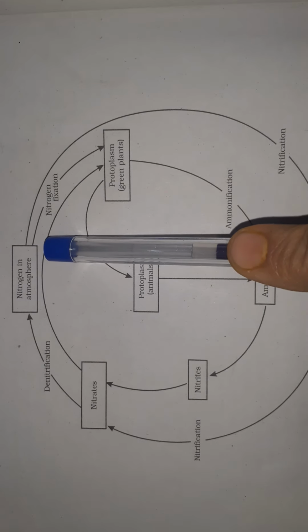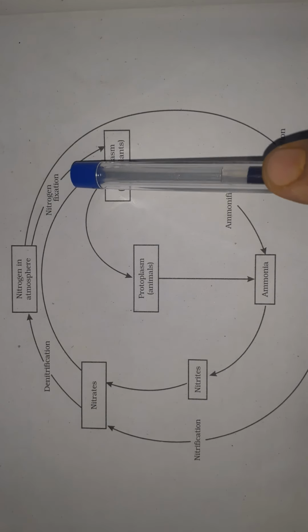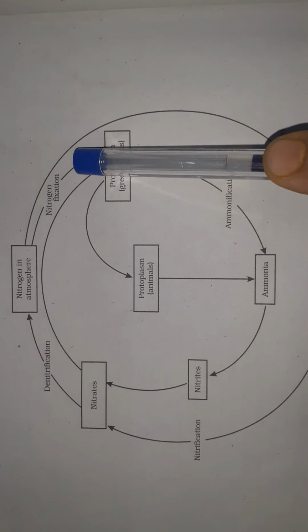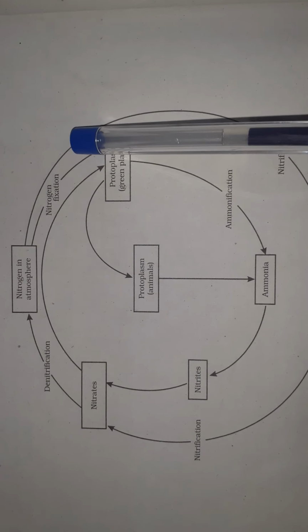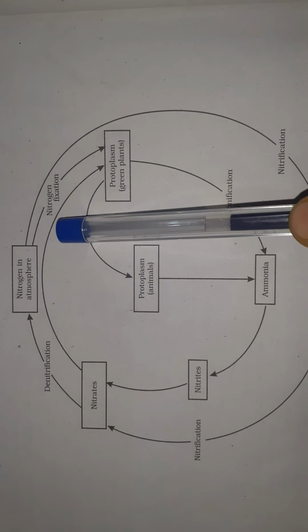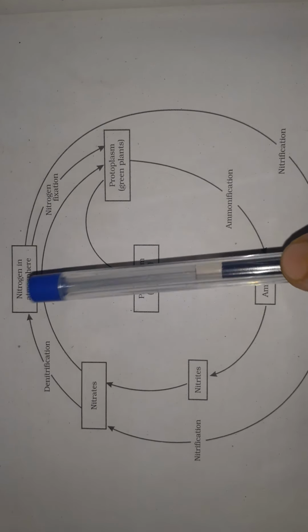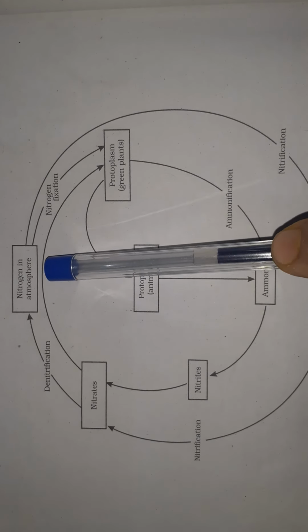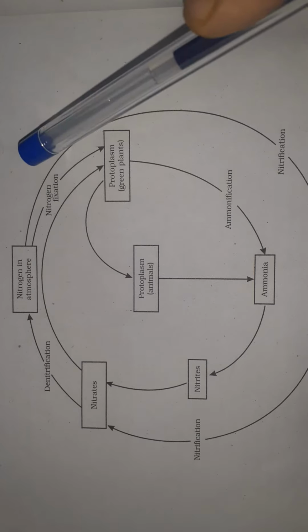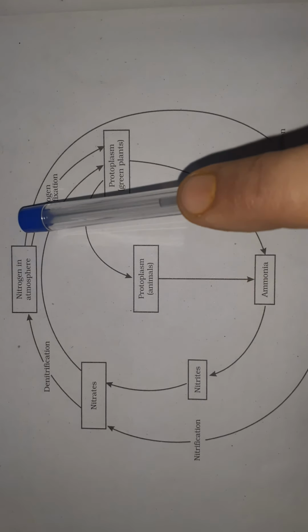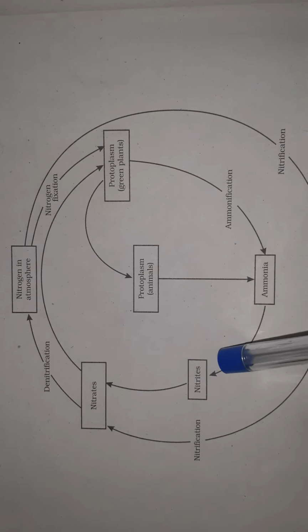Nitrogen in atmosphere is fixed by nitrogen fixing bacteria or rhizobium, which are found in root nodules of legumes. And I have also told you that atmospheric nitrogen gets converted into nitrates and nitrites naturally by lightning. That means it is directly converted into nitrates and nitrites.